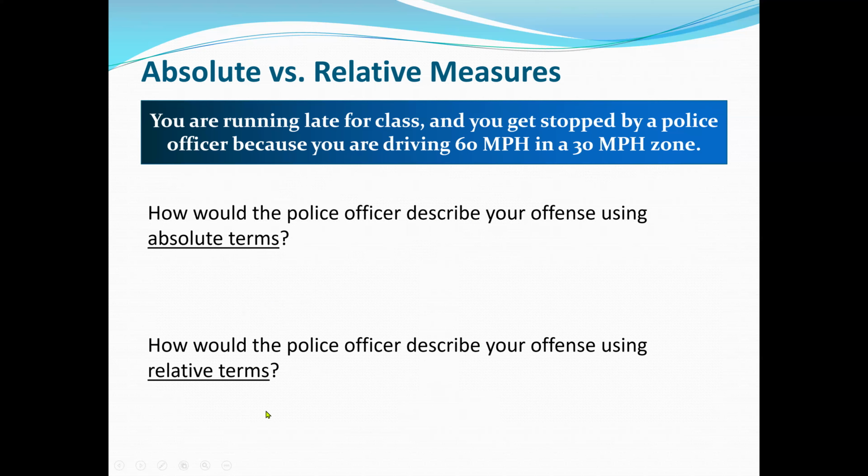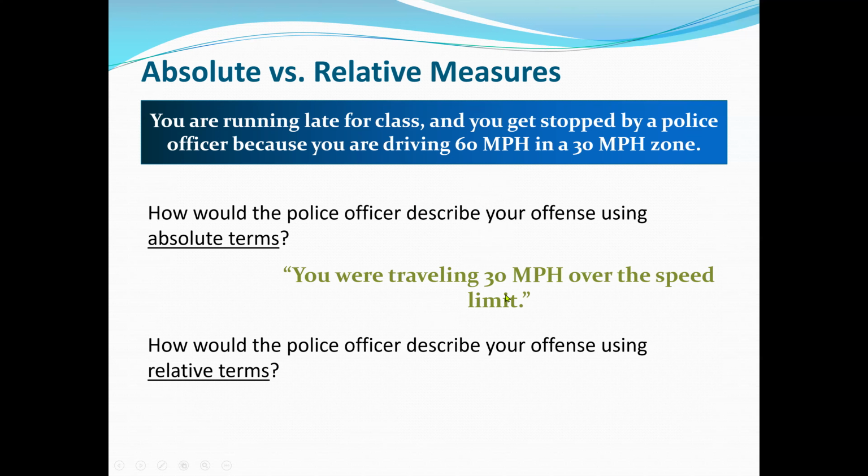Here we say that you were driving 30 miles per hour over the speed limit. In this case, we are finding the difference, so this is absolute. The difference, 60 minus 30, is 30. Now with relative, we are looking for a ratio. So here we say you were driving twice the speed limit.